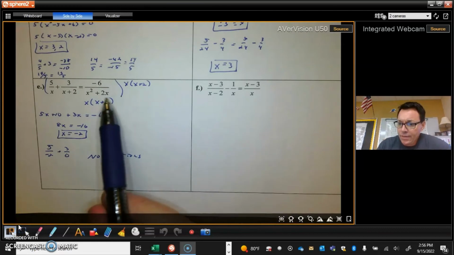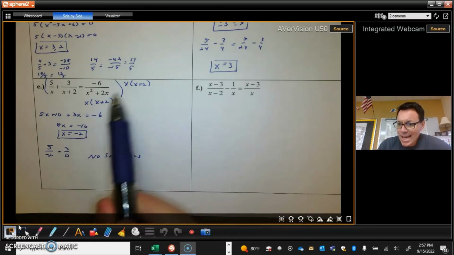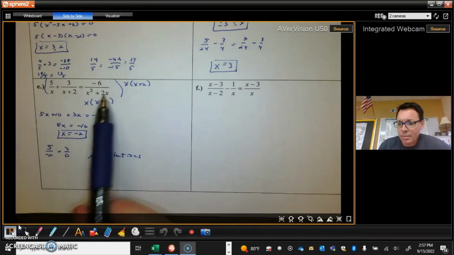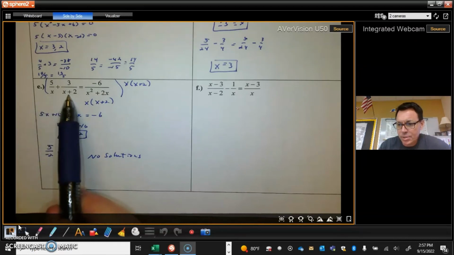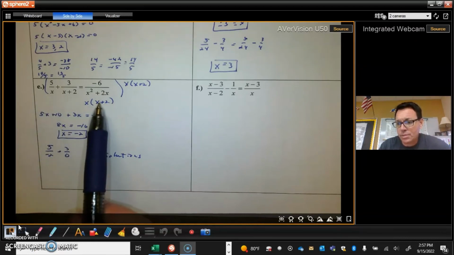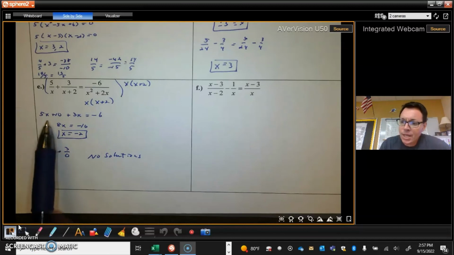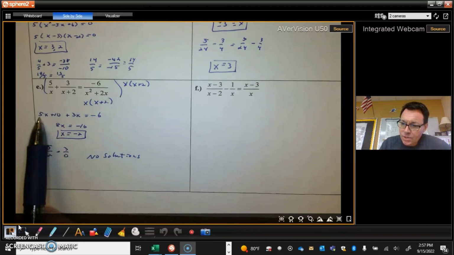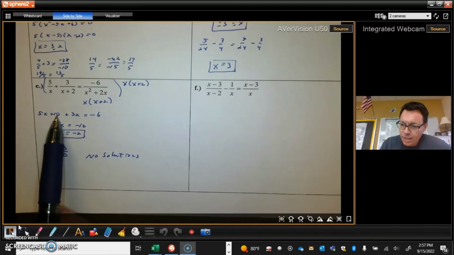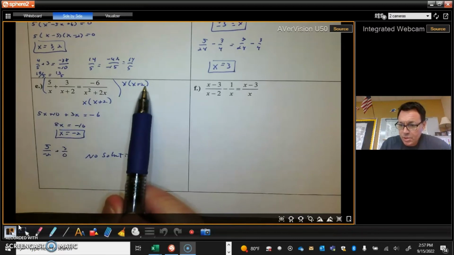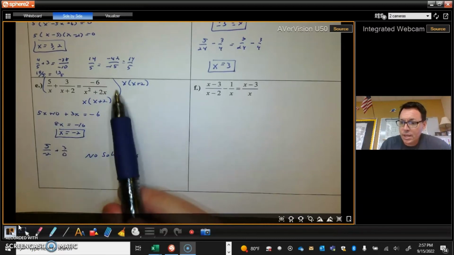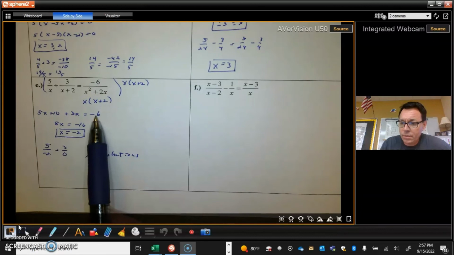All right, so I factored that. I realized that that was what I needed to multiply everything by. This has an x, this has an x plus 2, and this has both the x and the x plus 2. So I multiplied everything by that. The x and the x canceled, leaving me with 5x plus 10. The x plus 2 and the x plus 2 canceled, leaving me with 3x. And then all of this canceled, leaving me with negative 6.